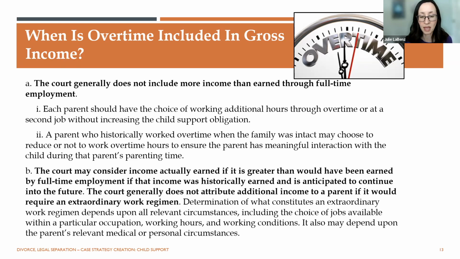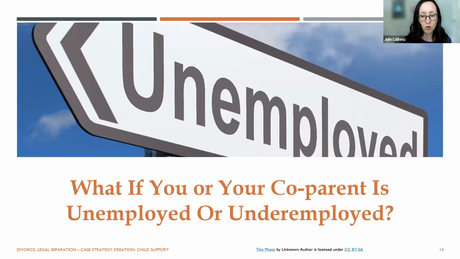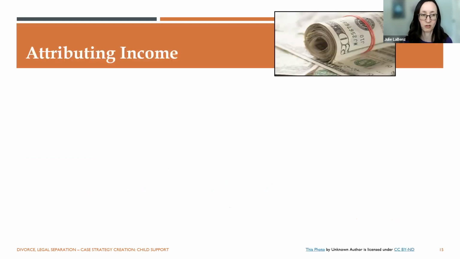The court may consider income actually earned if it is greater than would have been earned by full-time employment, if that income was historically earned and is anticipated to continue into the future. The court generally does not attribute additional income to a parent if it would require an extraordinary work regimen. So if there's income above and beyond a paycheck, here are some ins and outs about what may or may not be included in gross income. Now, what if you or your co-parent is unemployed or underemployed?